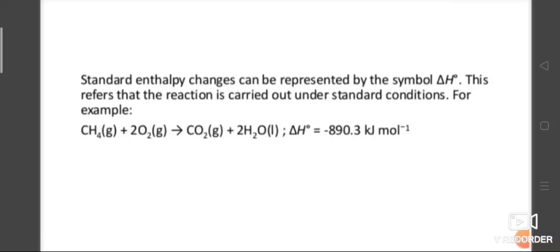Example is given: CH4 plus O2 gives CO2 plus H2O. The standard enthalpy of combustion of methane is minus 890.3 kilojoule per mole. You know that exothermic will be denoted by the negative sign, endothermic will be denoted by the positive sign.